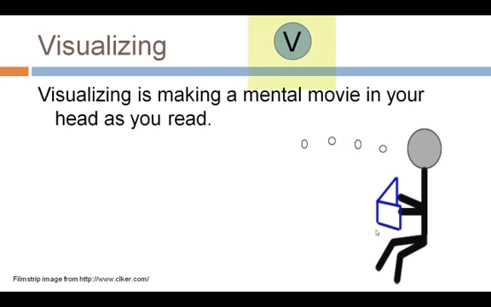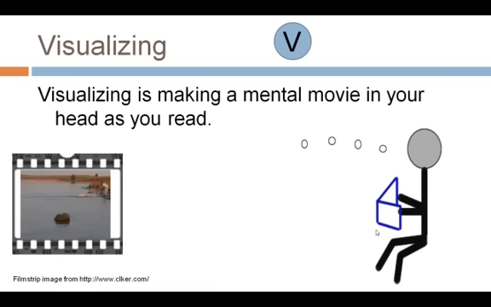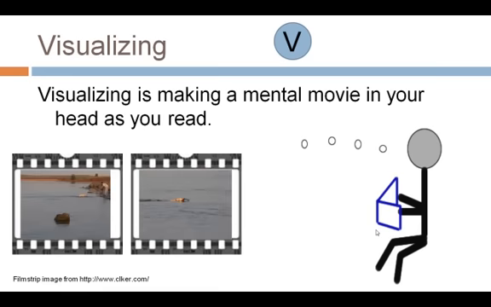Our next comprehension strategy is visualizing. There's our V in the circle. Visualizing is making a mental movie in your head as you read. It's important to visualize. We connect better with the characters, and we can visualize action, the setting, what the characters themselves look like. It makes us connect with our reading. Here's an example, making a movie in your head.